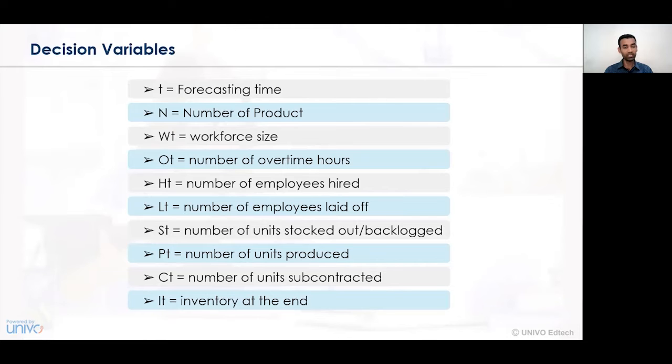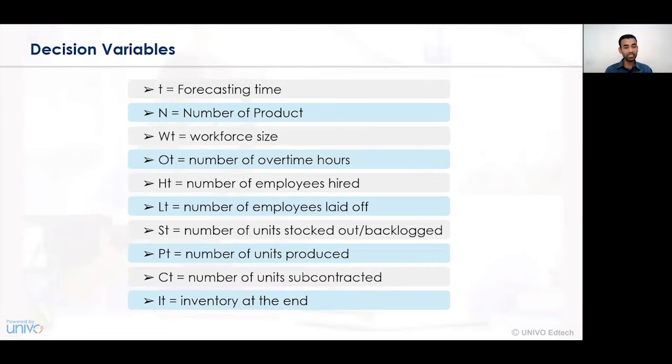N is the number of products, that is the quantity that needs to be produced. So N is how much production activity needs to be undertaken. Wt focuses on the concept of workforce size, that is the number of laborers that need to be employed. These laborers may be either a skilled workforce or an unskilled workforce. So what size of workforce will be required needs to be forecasted, and accordingly the decision needs to be undertaken.